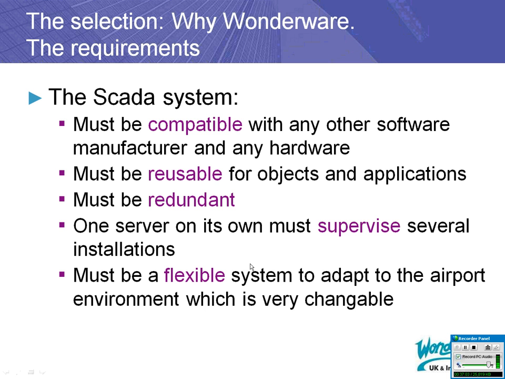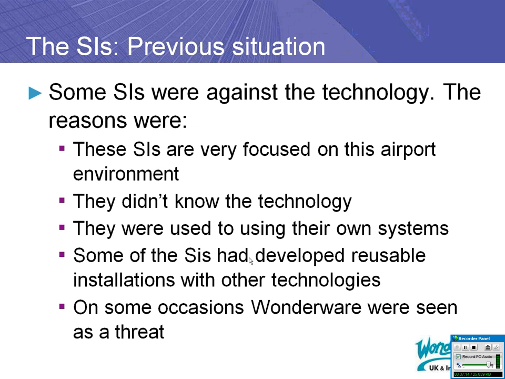And again, this just goes on from that. They wanted it to be compatible. They wanted redundancy to be built in as part of the system. And they wanted to be able to centrally administer the system. They were worried that some SIs would be against the technology.